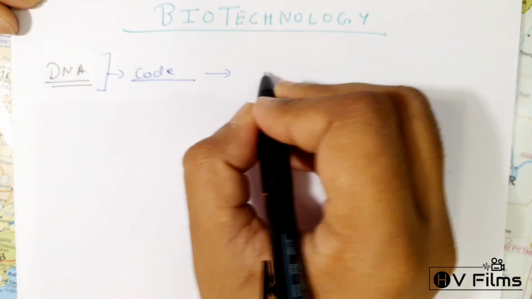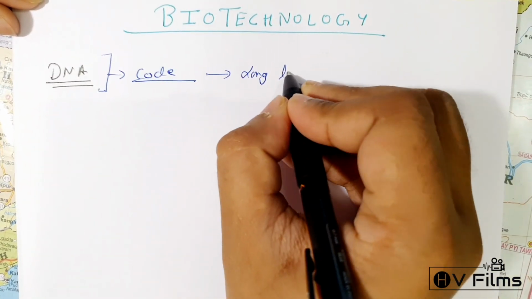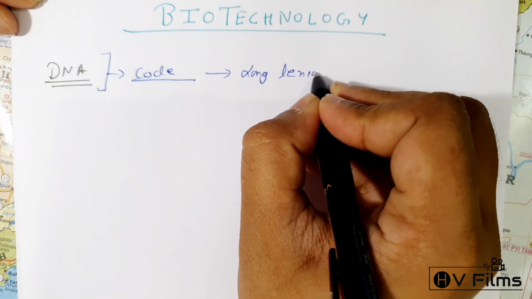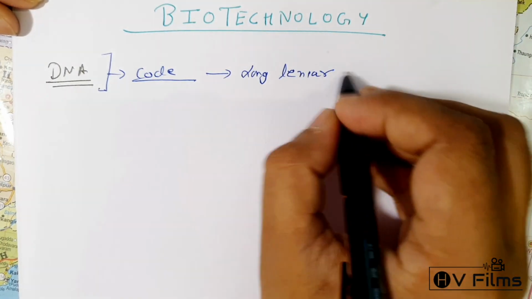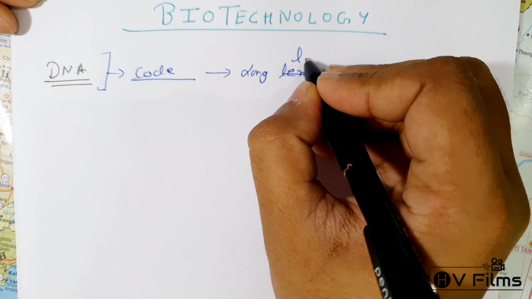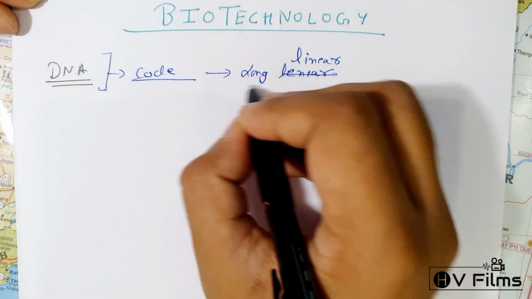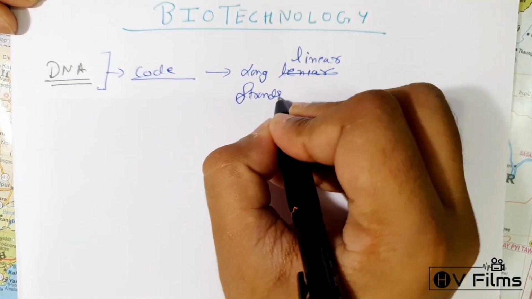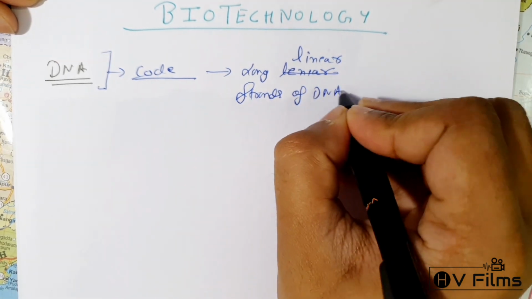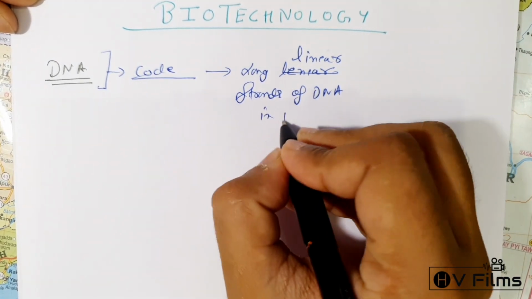In humans, this information is laid out in the long linear strands of DNA in the nucleus. So they have long linear strands of DNA in the nucleus.